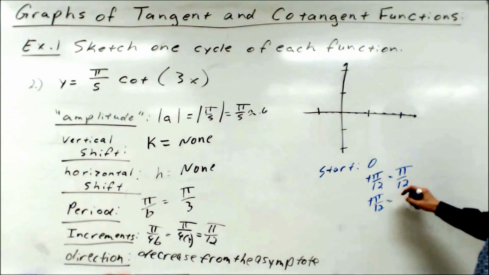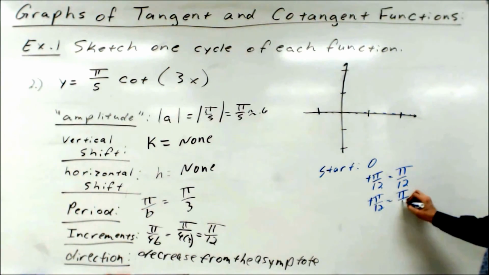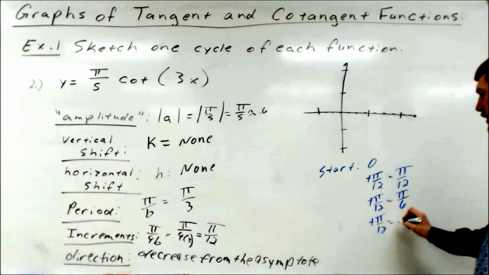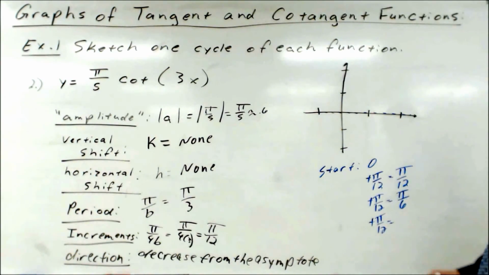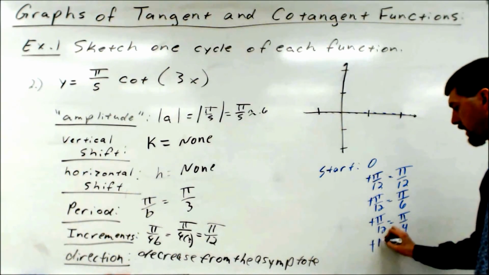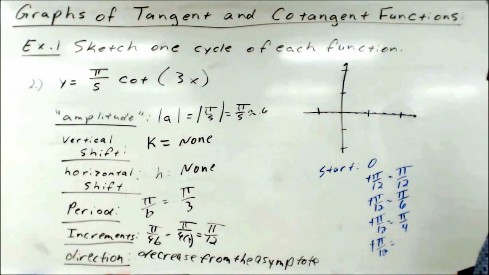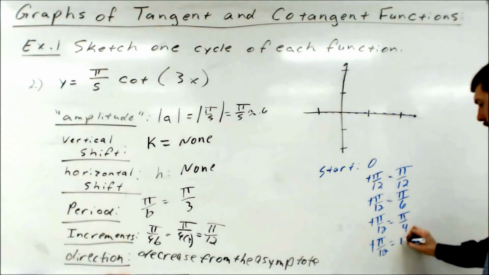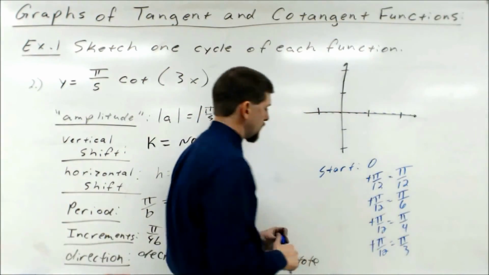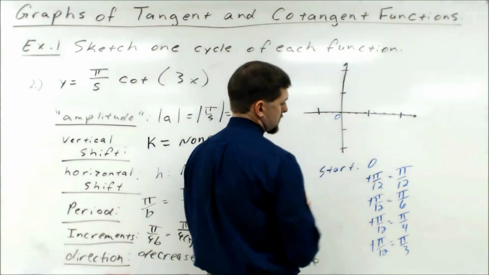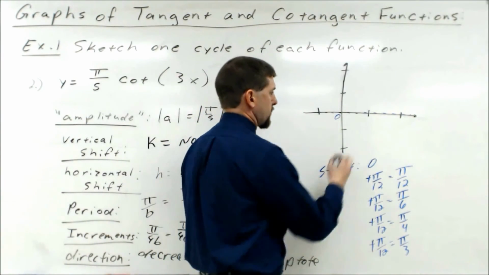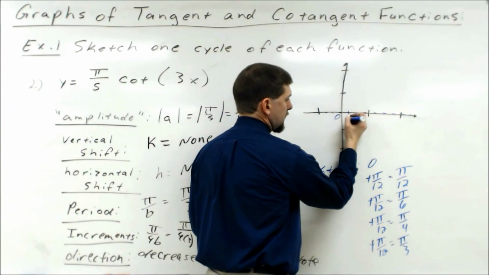Plus pi over 12 gives me 2 pi over 12, which is pi over 6. Plus another pi over 12, 3 pi over 12, which is pi over 4. And then another pi over 12, which gives me 4 pi over 12, which is pi over 3. So that's going to be each of my marks. So let's go through and label. Well, there's 0, easy to see. Pi over 12 is approximately 0.3, so it would be about right there.